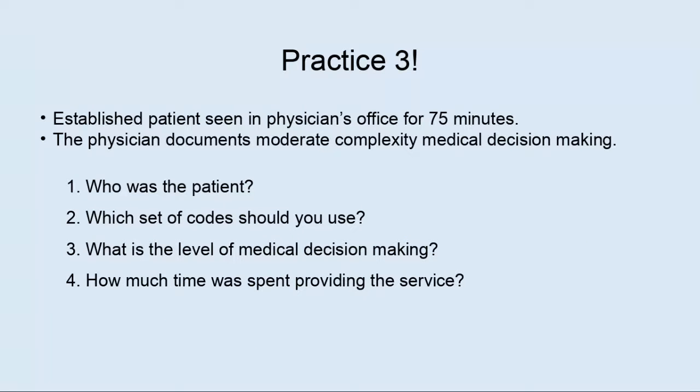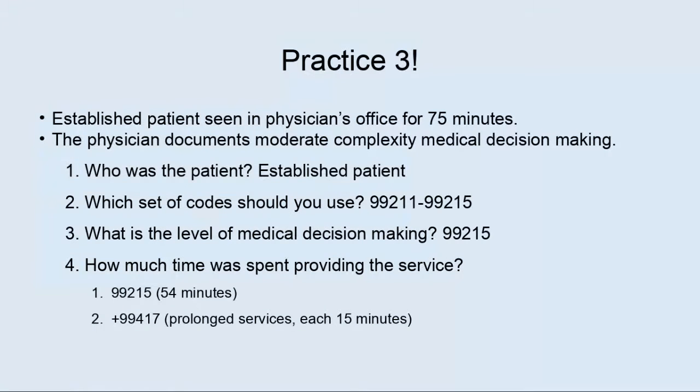Here's a final example. Established patient seen in physician's office for 75 minutes. The physician documents moderate complexity medical decision making. So we're going to, again, ask who is the patient, which set of codes, MDM, time. So who is the patient? Established. Which set of codes are you going to use? These. So you know the code's going to come from here. What is the level of medical decision making? So we have 75 minutes.